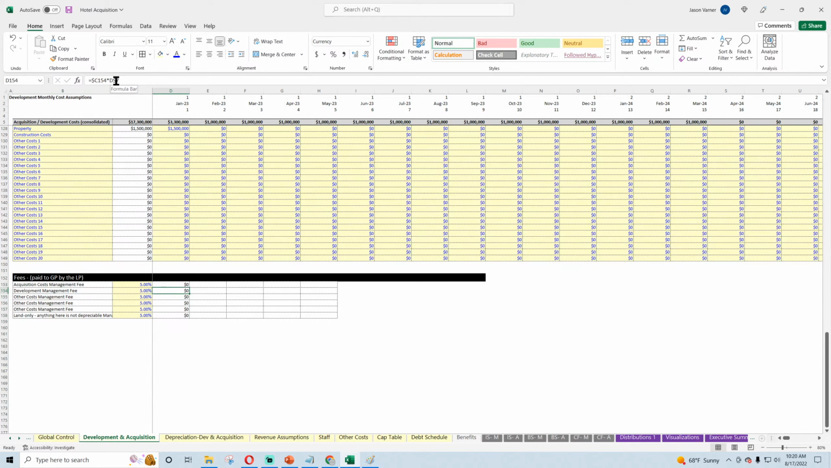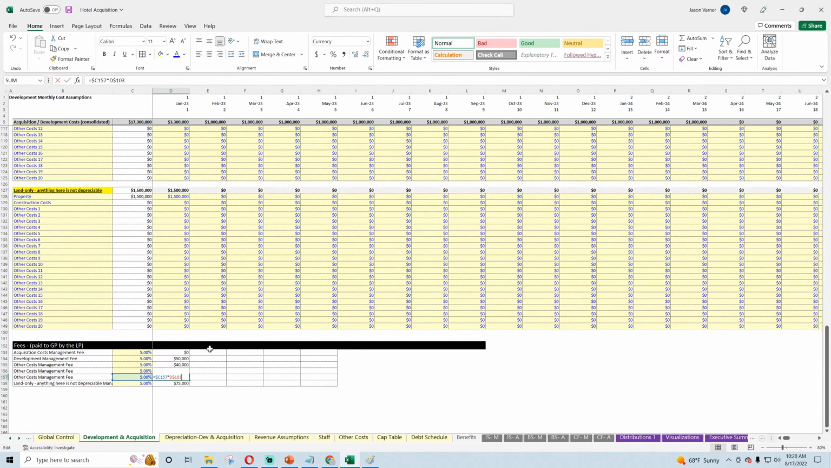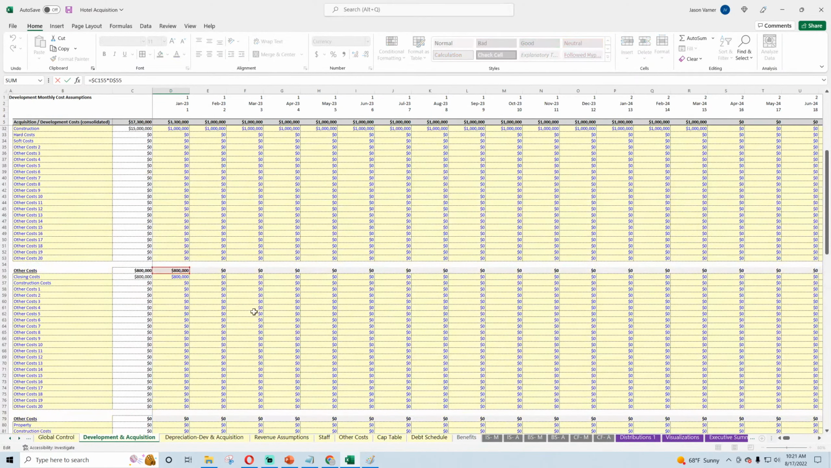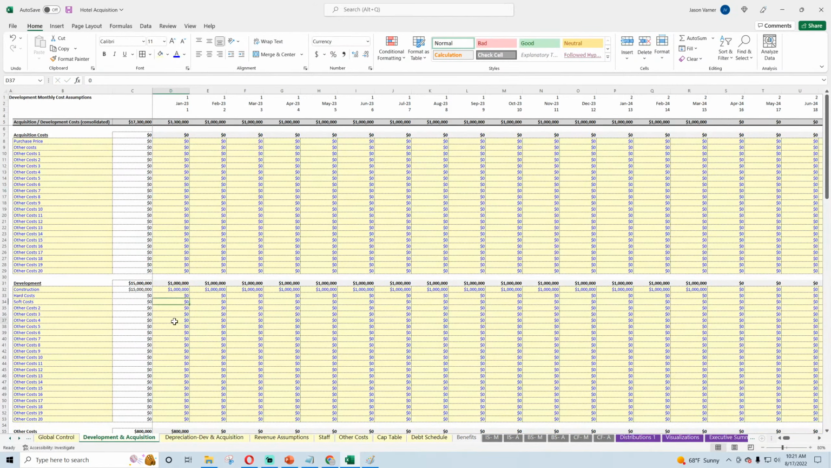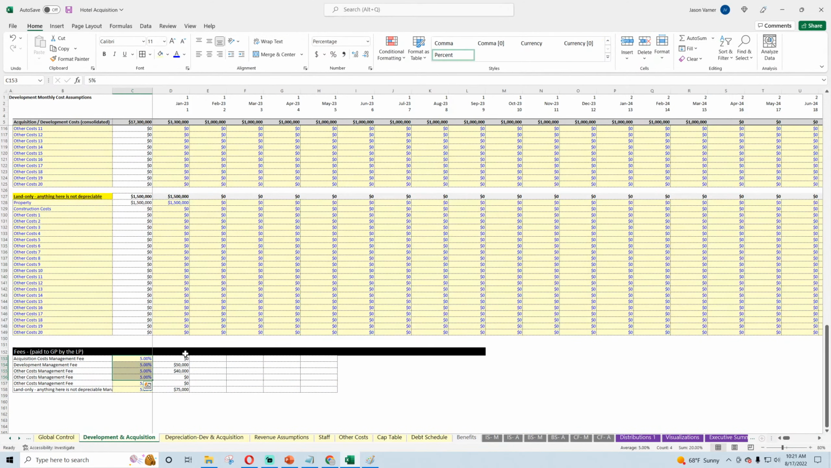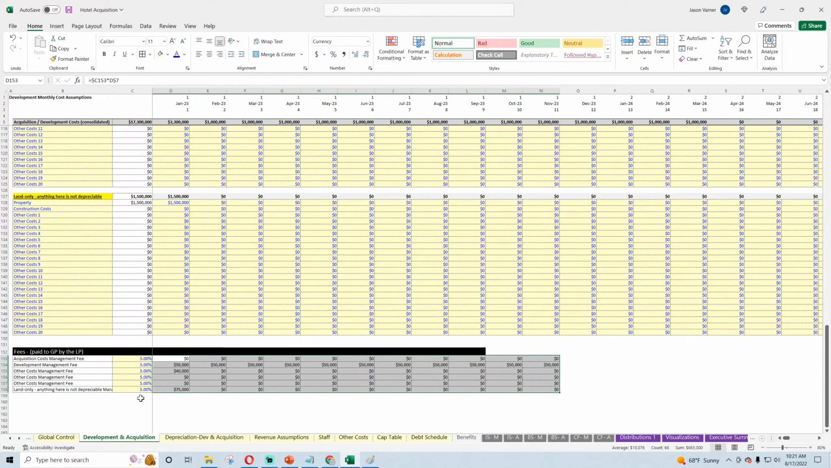So 31, 55, 79, 103, and 127. So there's that. Looking good. How many sections do we have? 1, 2, 3, 4, 5, 6. Okay. So there are those fees.